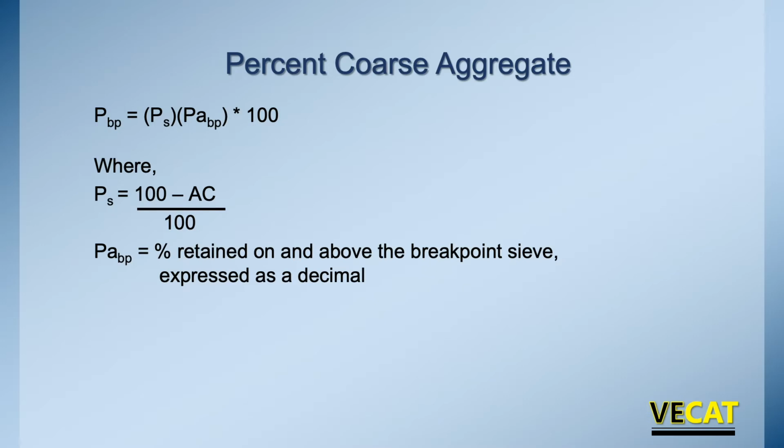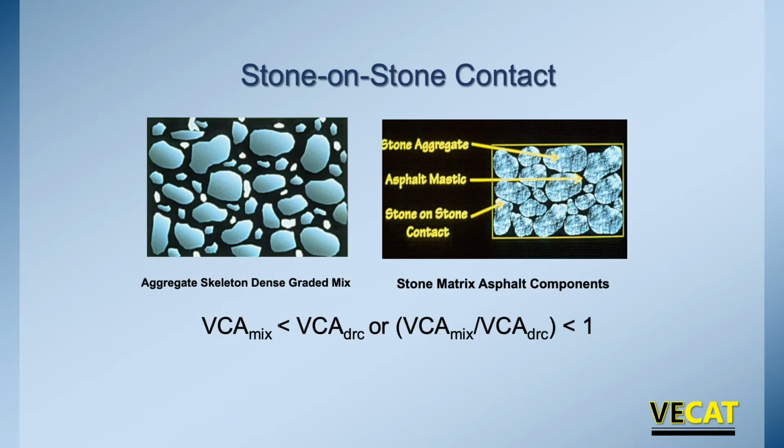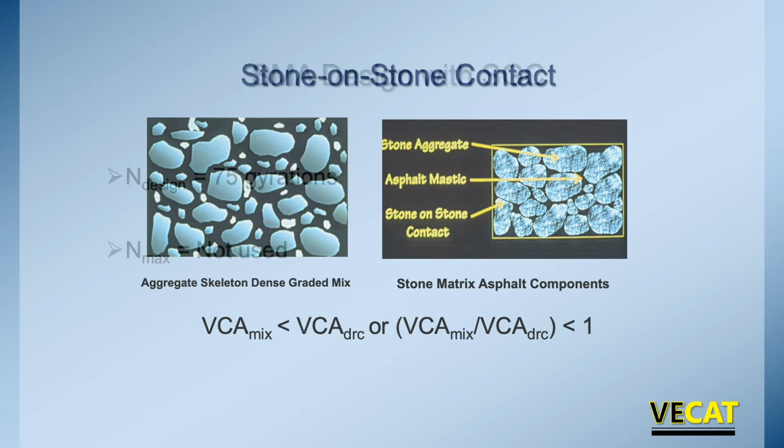This slide here, when you determine your binder content and your gradation, it's a percent coarse aggregate that's retained on the breakpoint sieve expressed as a decimal. So a lot of this slide here, the picture on the right, when your VCA of mix is running less than the voids in coarse aggregate in a dry rodded condition, you're going to have a mix that's strictly stone on stone. Now the picture to the left on this slide paints a picture if your VCA of mix is failing. And if that is happening in a roadway, rutting is sure to happen.